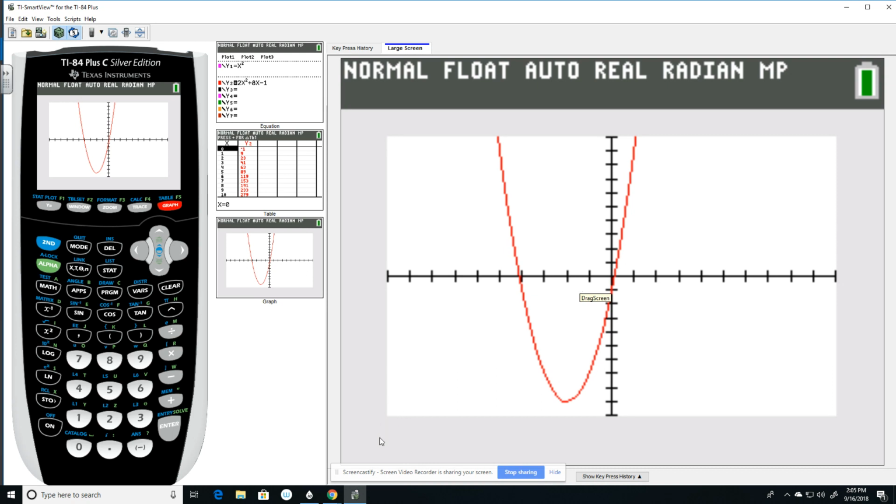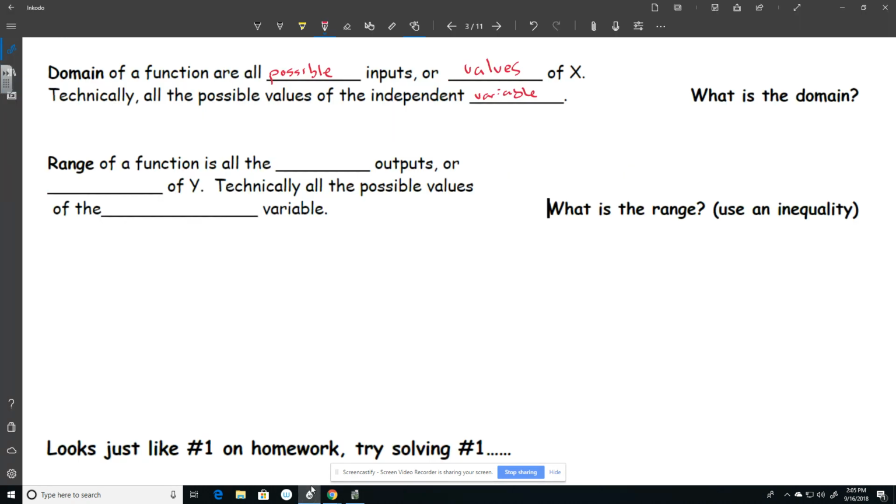So my domain is everything that's possible, and because x can be anything, I can plug anything I want in for x and get an answer for y. My domain is infinite. We usually use an inequality, or we say it can be from negative infinity up to infinity. When it's anything, we don't need to use an inequality symbol. We can just use the infinity. It can be any small number, any big number, it doesn't matter.